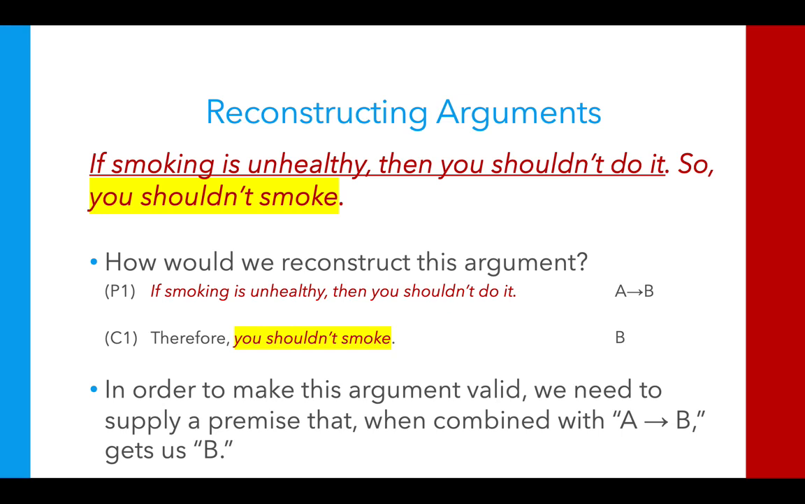So, as I say at the bottom here, we need to supply a premise that when combined with A arrow B gets us B. That premise is A. What is A? It's just the claim that smoking is unhealthy. So we add that in. Now we've got a valid argument.